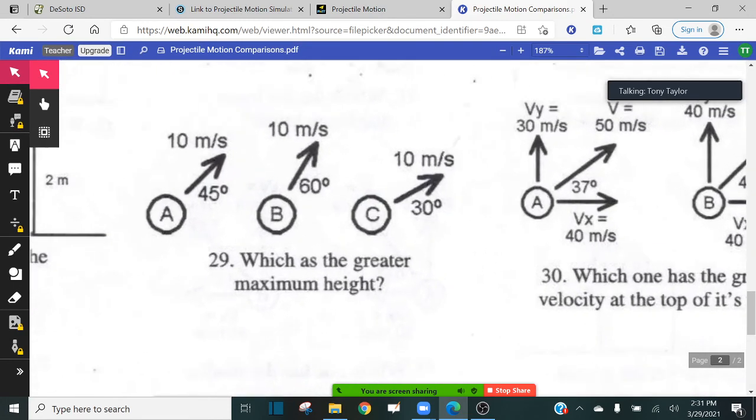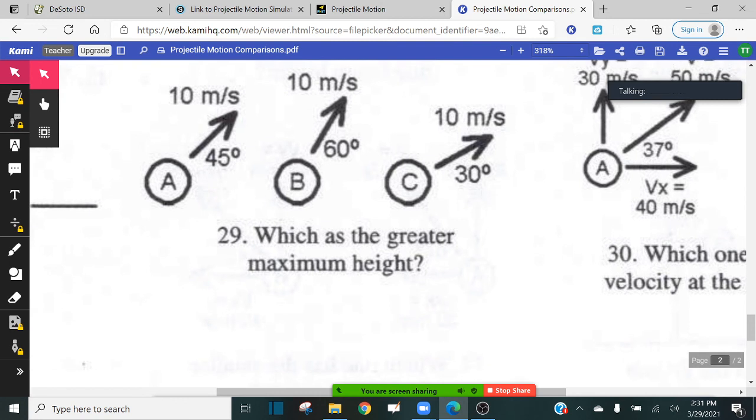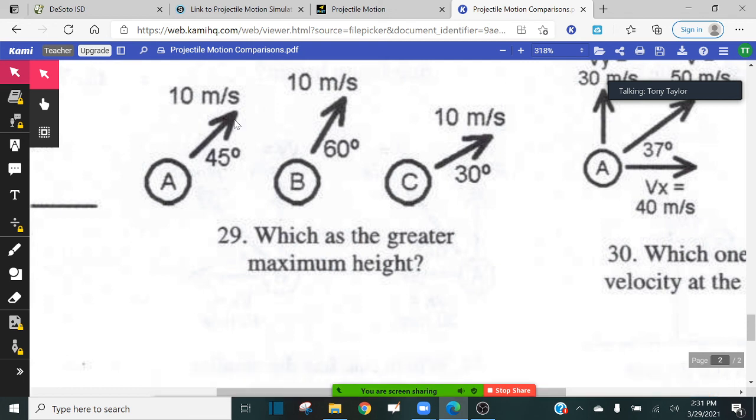Okay. I'm going to do one more with you all. Guys, let us look at number 29. This is the last one we're going to do. Which one has the greatest maximum height? So in other words, we're looking at the vertical direction. Range means the horizontal direction. Height means the vertical direction. Which one has the greatest maximum height? They're all launched with the same speed, but we're comparing three different situations: one launched at 45 degrees, one launched at 60 degrees, one launched at 30 degrees. Okay, you guys say 60 degrees.